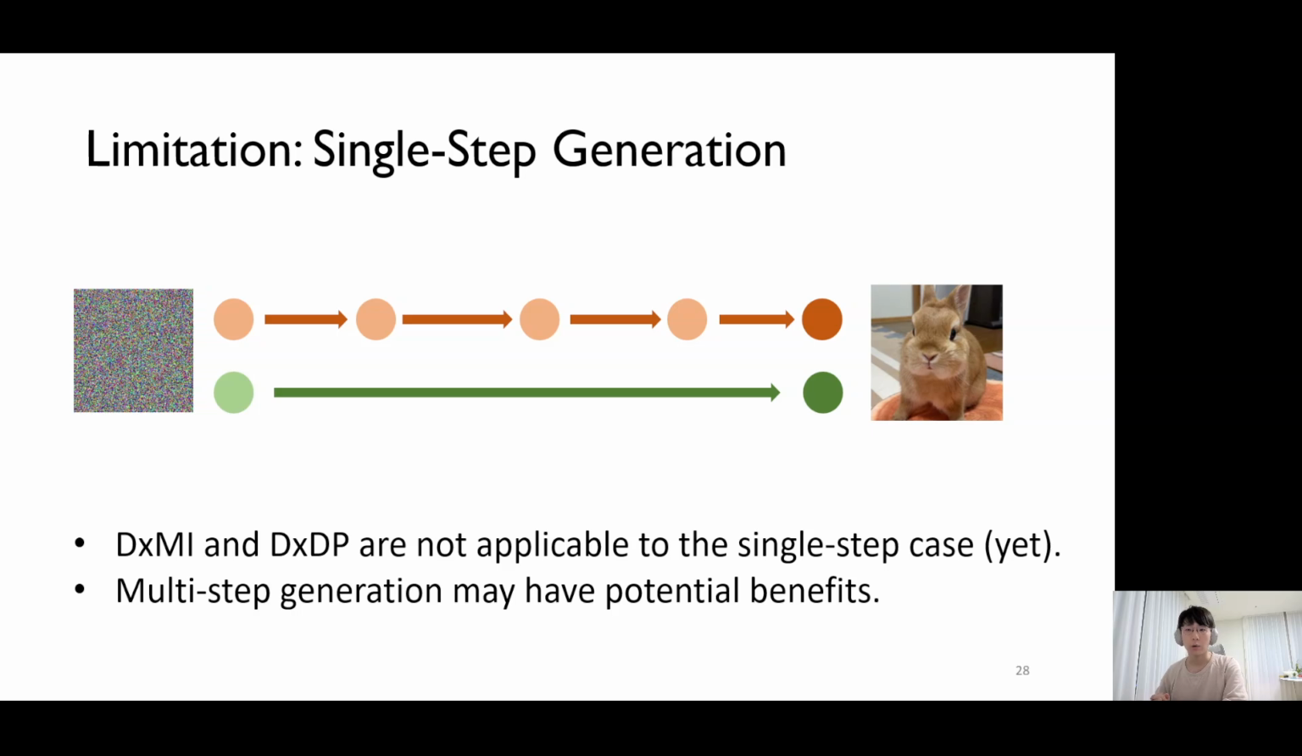I am well aware that there is a lot of interest in turning a diffusion model into a single-step generator. Unfortunately, I have to say that our approach is not applicable to single-step generation because no value function can be defined in the single-step generation scenario. However, I believe that there may be potential benefits of multi-step generation which have not yet been fully explored.